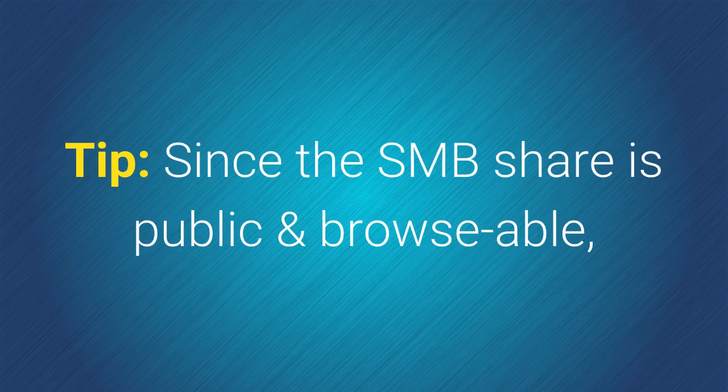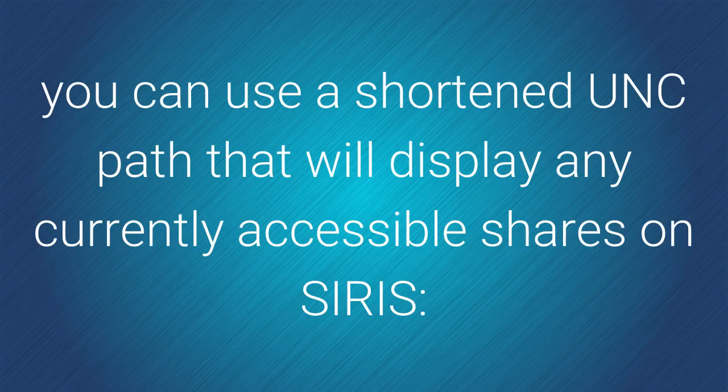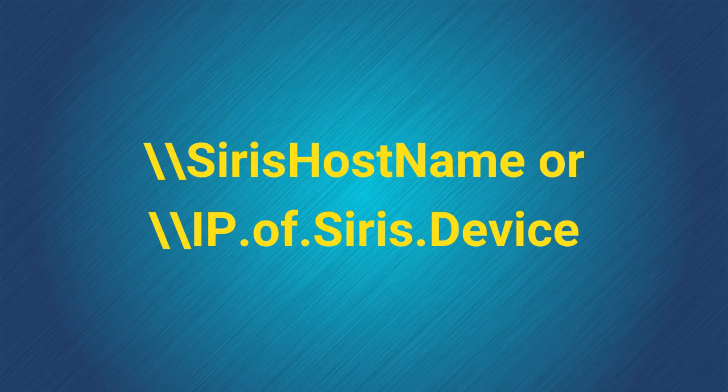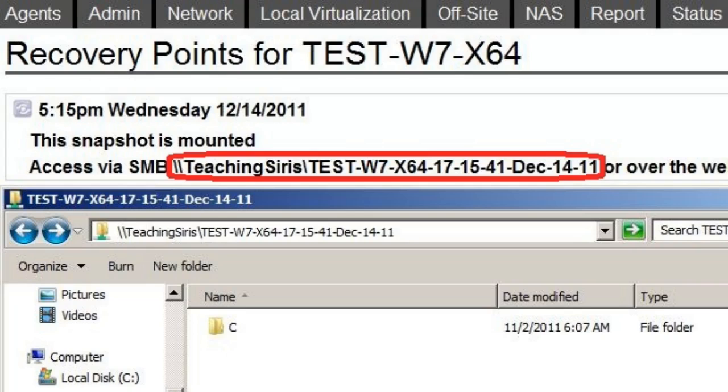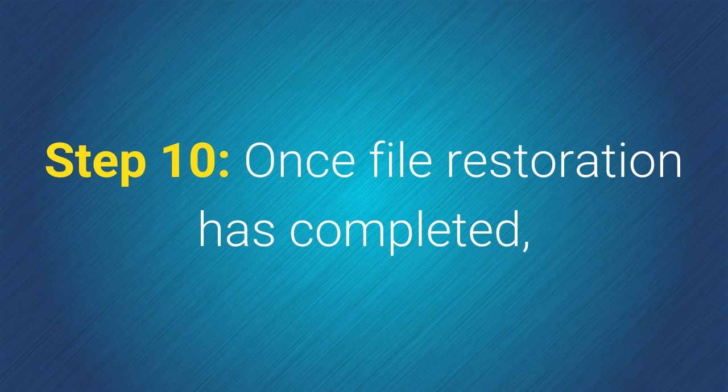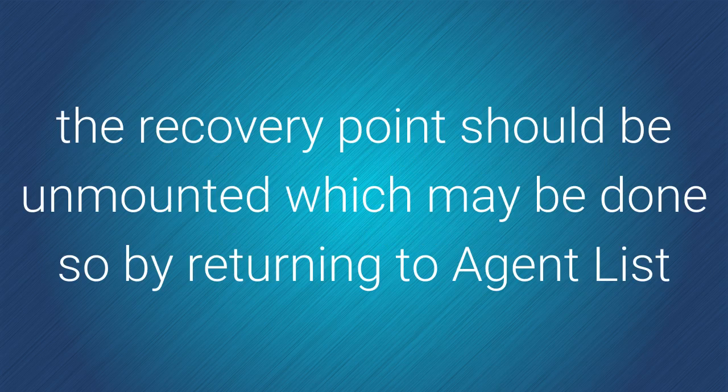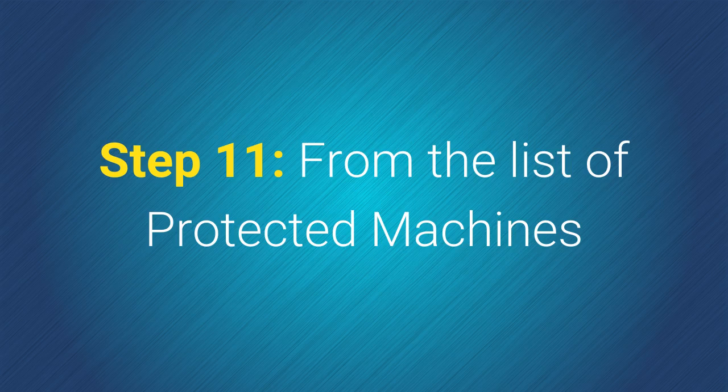So here's a tip. Since the SMB share is public and browsable, you can use the shortened UNC path that will display any currently accessible shares on SIRIS. Like so. Step number 10. Once file restoration has completed, the recovery point should be unmounted, which may be done by returning to the agent list.